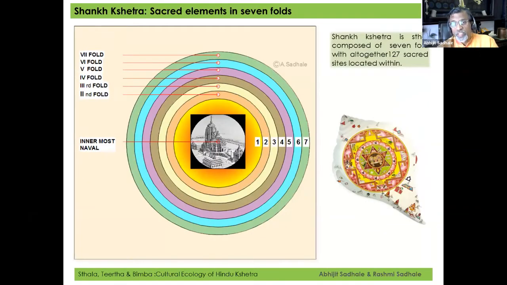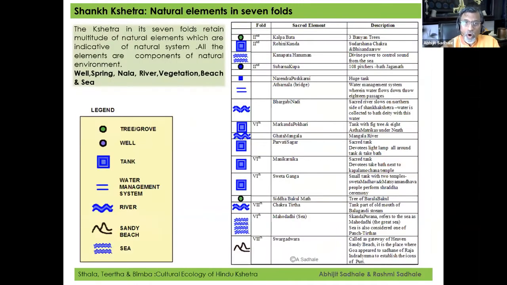This entire Shankar Kshetra is located in 7 folds, and altogether 127 major sacred sites have been identified. If you look deeper into all these sacred sites, you will realize that many of them are natural elements. I have listed a few of them here. If you look deeper into the typology of these natural sites, you will realize that it is a repository of an existing natural ecosystem, which is deified. Now, why is this so important?